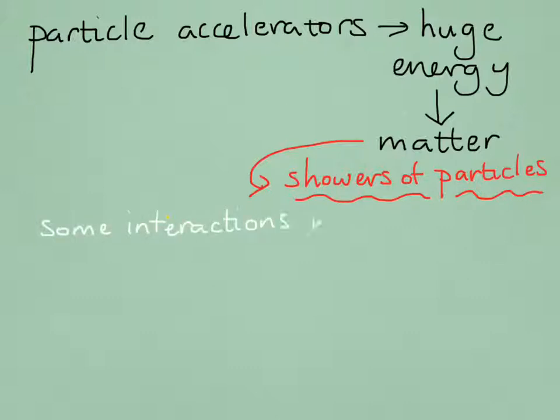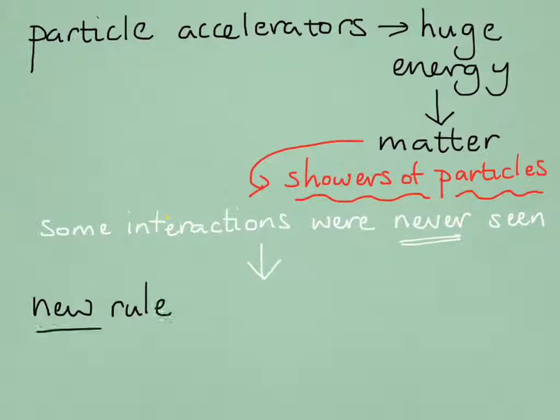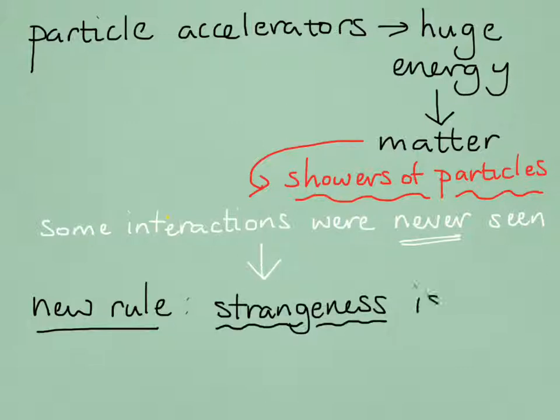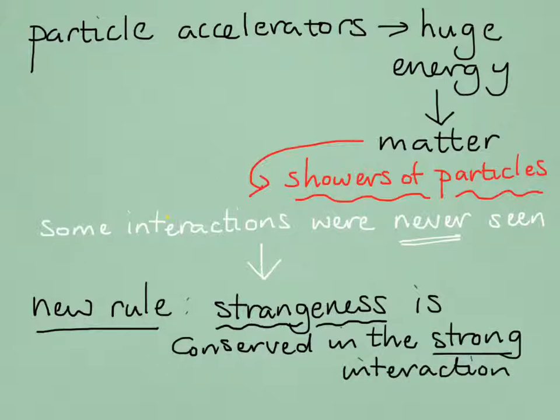Now, some interactions, some particles were never seen, and there were no obvious reasons for that. Charge was conserved, mass was conserved, or mass energy, but some interactions just didn't happen. So they made up a new rule to account for that, and they invented this property called strangeness. And it turned out it was conserved in the strong interaction, but not the weak.